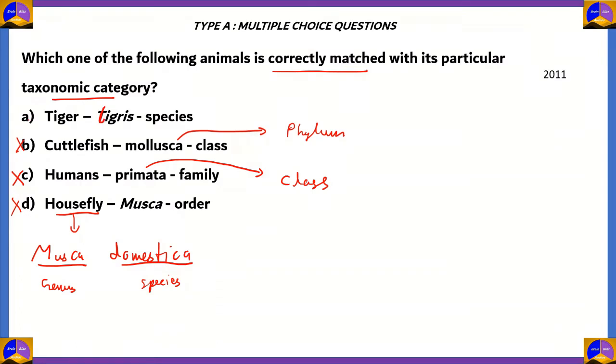Now, that only leaves option A, tiger, as the correct option. Tiger, tigris, and species. The scientific name of the tiger is Panthera tigris. And in binomial nomenclature, the second name is the species. It represents the species. So therefore, option A is the correct option for this question asked in 2011.